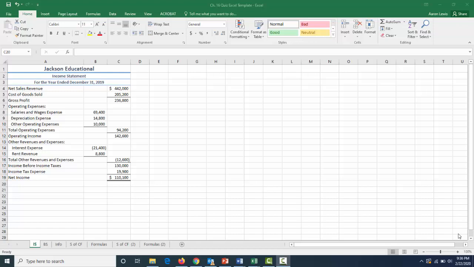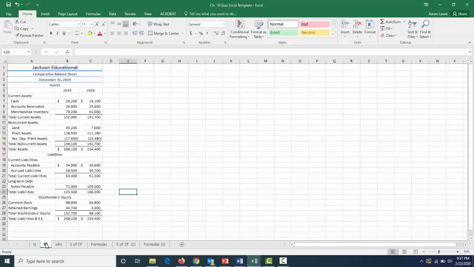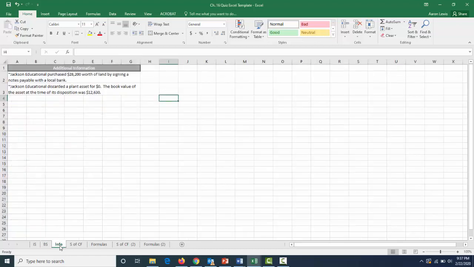To prepare our statement of cash flows, we're going to need three things. The first thing that we have is our income statement here for our company, which is called Jackson Educational. We're also going to need a comparative balance sheet. This is a balance sheet with the assets, liability, and equity accounts for the company for the last 2 years. We have their 2018 and 2019 numbers. And then lastly, you are going to need any additional information that is going to help you prepare this statement.